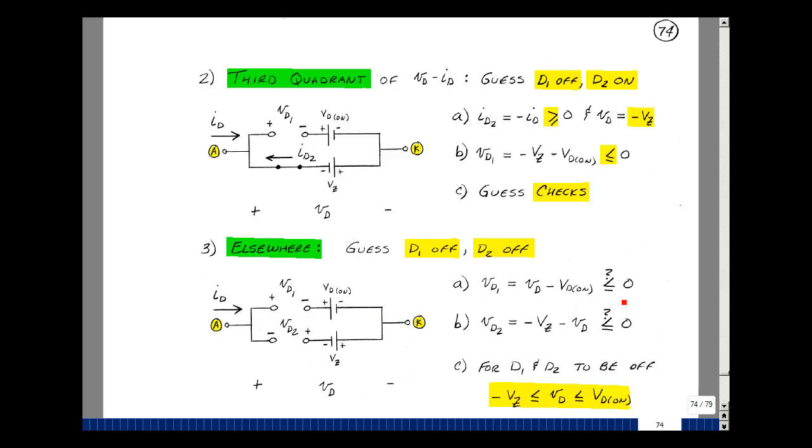Now that needs to be less than or equal to 0 to be off. Let's do the same thing for V sub D2. Let's go around the loop this way. The rise in voltage is V sub D2. The drop is minus V sub Z minus V sub D. That needs to be less than or equal to 0. Take the first equation and put this on the other side of the equation. So V sub D would be less than or equal to V sub D on. And this equation here, let's solve for V sub D by putting this on this side of the equation. So V sub D would be greater than or equal to minus V sub Z, and that's this equation. And again, this is the region between V sub D on and V sub Z where the current is equal to 0. We are covering all of the regions on that piecewise linear model. This will be our model for a Zener diode.